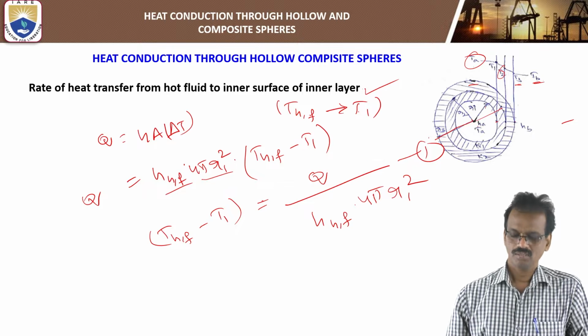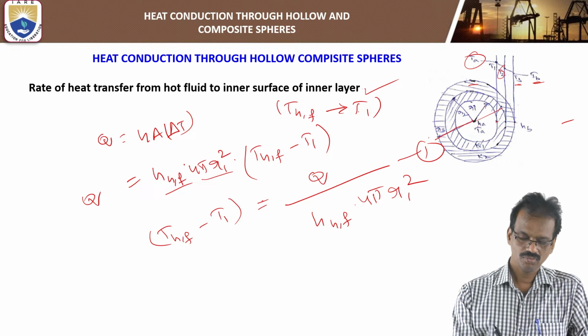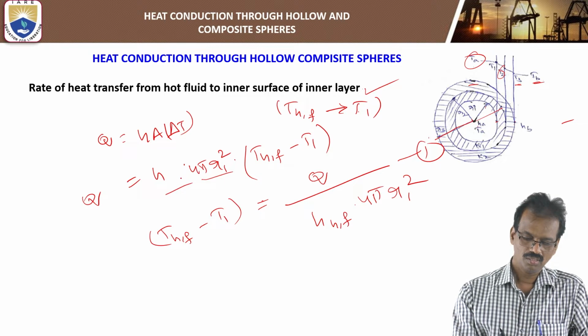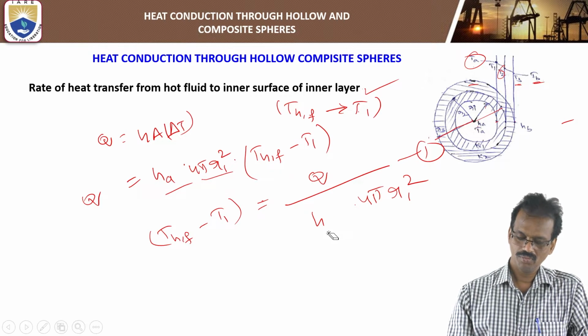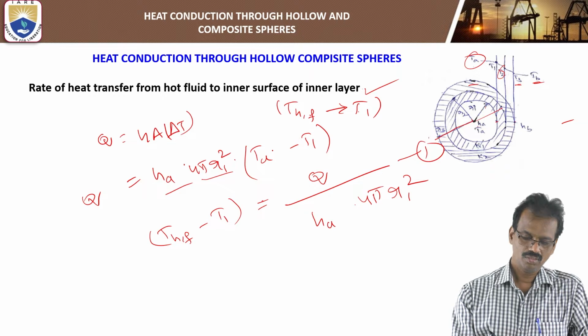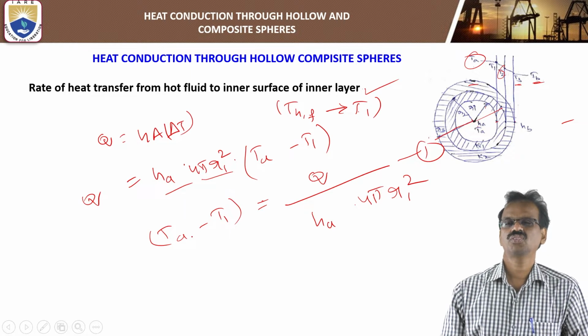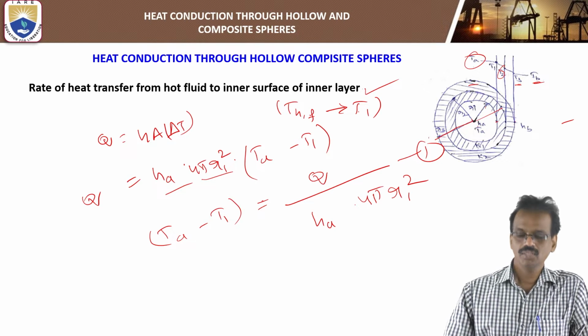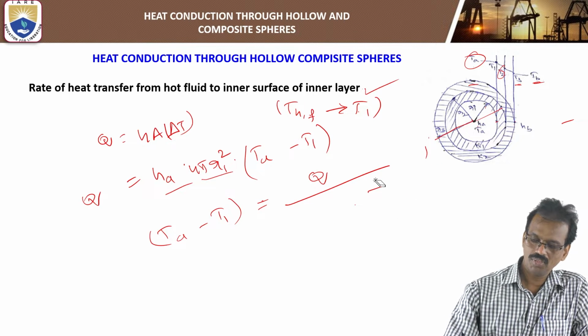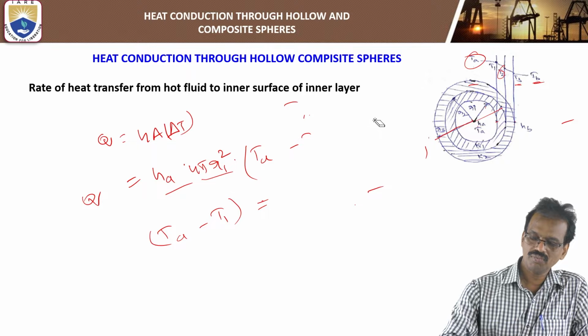Otherwise, if you have any confusion, take this as HA. Inner means A, outer means B. You can represent it like this, no need to worry about this. So the inner temperature is TA and the outer temperature is TB. So this is just like formula 1, through the convection principle.